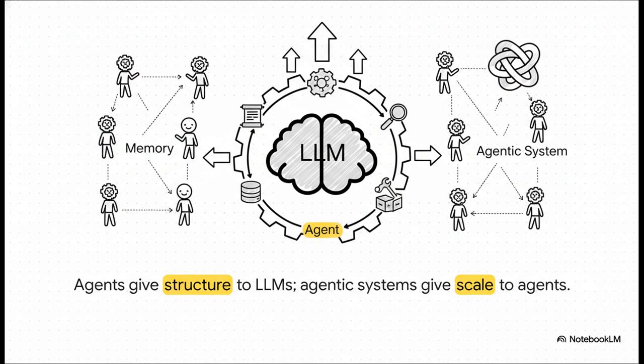And this image right here, it illustrates the idea perfectly. The LLM is your core reasoning engine. The agent adds a structured loop around it, giving it access to tools and memory. And then the agentic system lets all these specialized agents work together to solve really complex multi-step problems. You see? Each layer builds on the last, adding more capability and more scale.